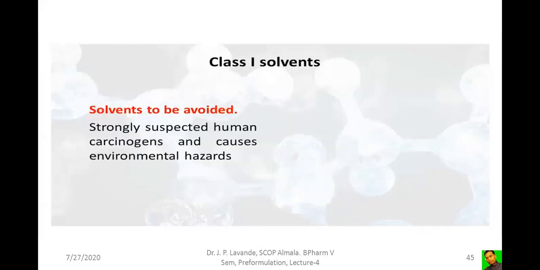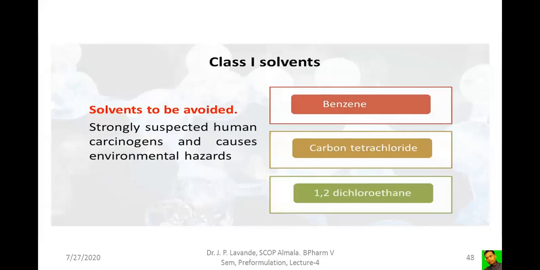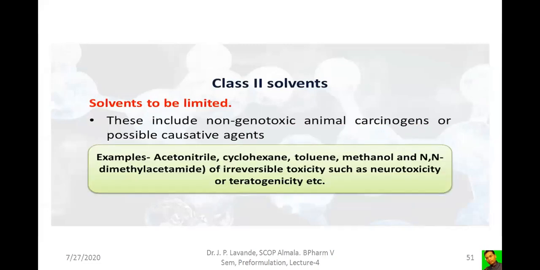Now, the solvents to be avoided are the class 1 solvents, and these are strongly suspected human carcinogens and cause environmental hazards. These are responsible for producing cancer. So that's why these are to be strictly avoided. The examples are benzene, carbon tetrachloride, and 1,2-dichloroethane. Class 2 solvents are the solvents which are to be limited. These include the non-genotoxic animal carcinogens or possible causative agents. Their effect is not on the genitals. The examples are acetonitrile, cyclohexane, toluene, methanol, and N,N-dimethylacetamide, of irreversible toxicity such as neurotoxicity or teratogenicity.